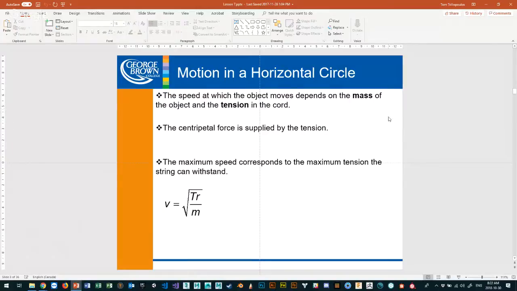Please stop me if you have a question. So again, we have these different kinds of motion. One of the motions that are circular is motion in a horizontal circle. So it's going around and around horizontally.